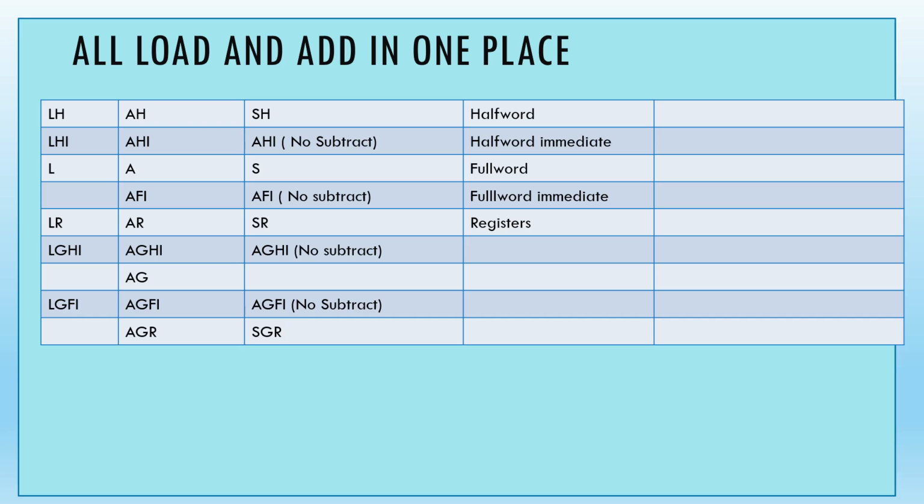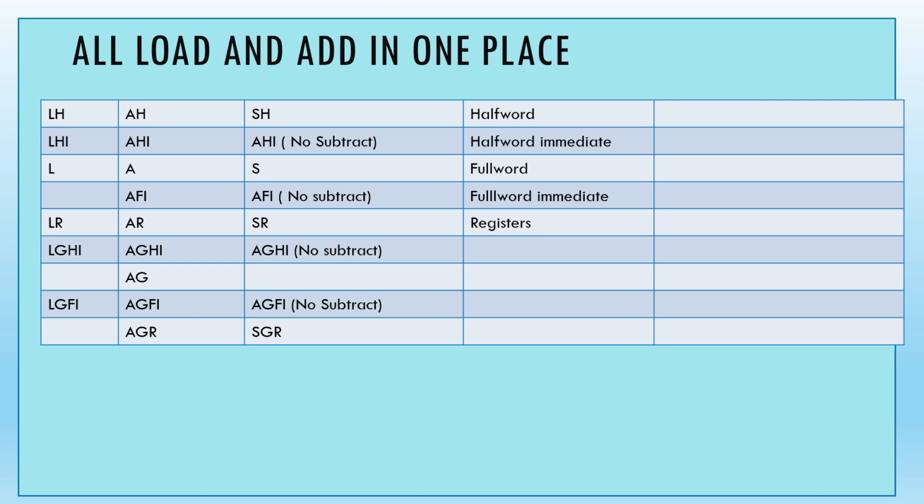LR, AR, SR. The moment you see R at the end, you know that there is a register. So it has to be R3, R2, R1, R2, something like that. It is always a combination of two registers. It is not a value in the memory.